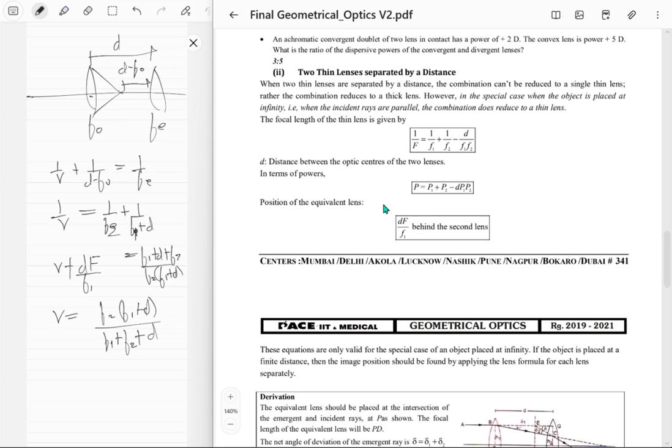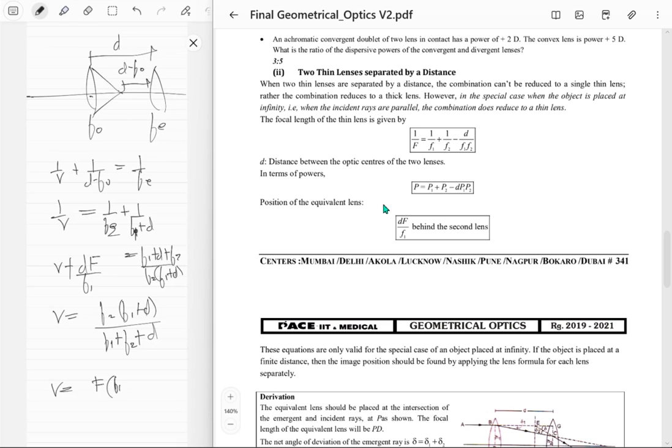Wait, what do you mean? So that just means a capital F, which is just equal to this thing. So this means V should be equal to capital F times 1 minus d upon f1. So that's going to be f1 minus d. Is that correct though? Yeah, this is equal to capital F. So minus, right?